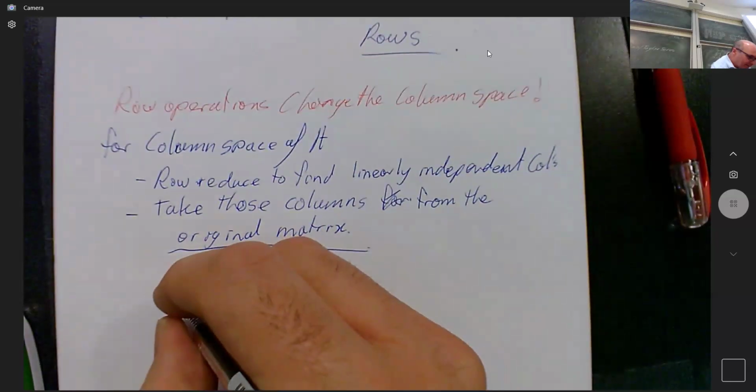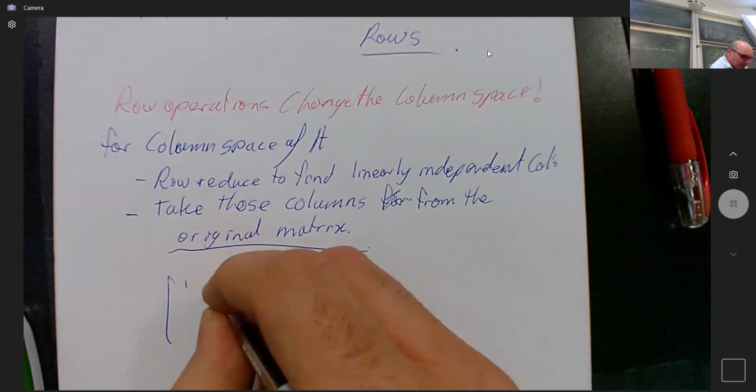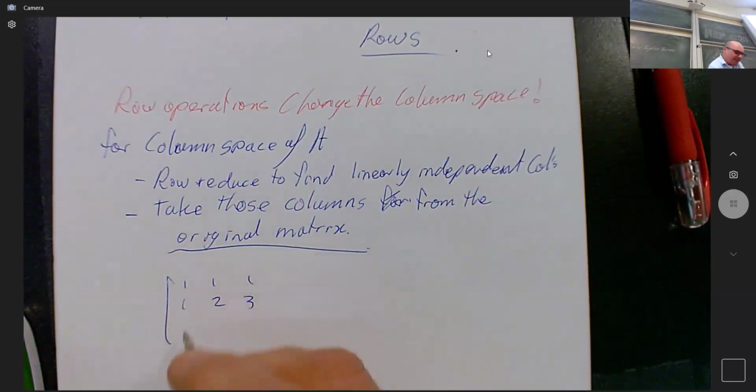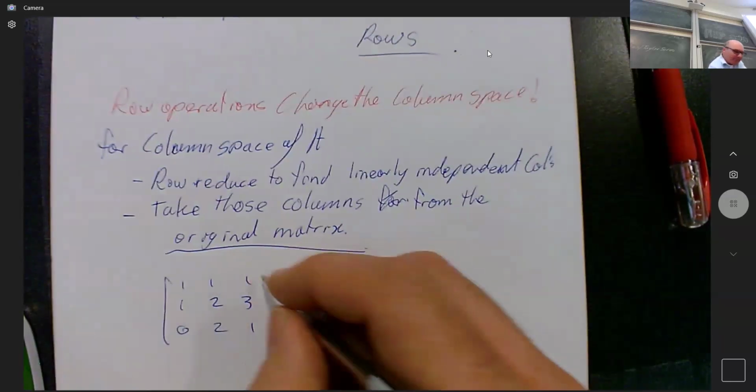All right, let's do the ubiquitous 1, 1, 1, 1, 2, 3. I don't know, 0, 2, 1. I don't know.